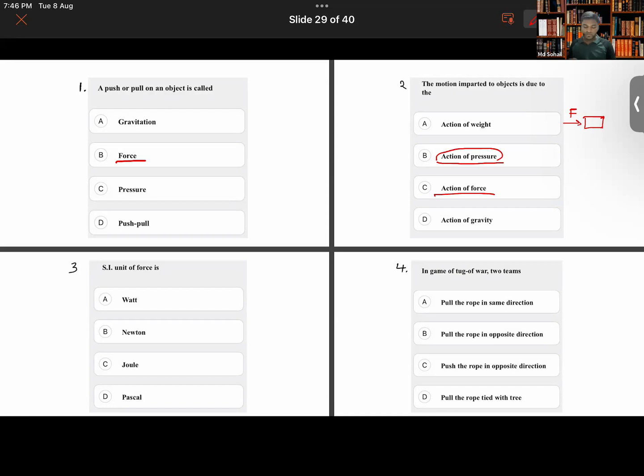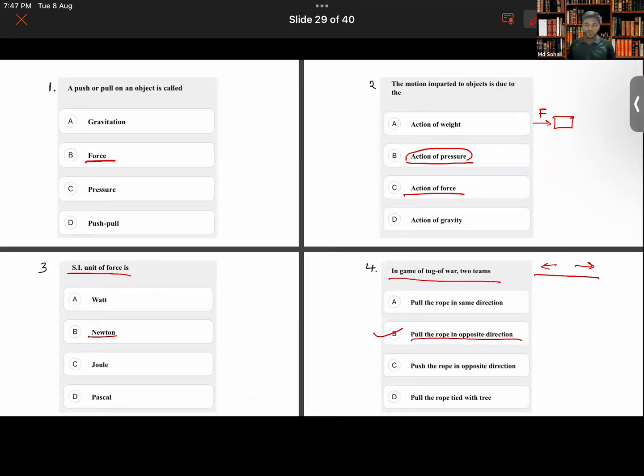Then the SI unit of force, that is pretty easy: Newton. In the game of tug of war, basically a rope is pulled in opposite directions. The answer is B.